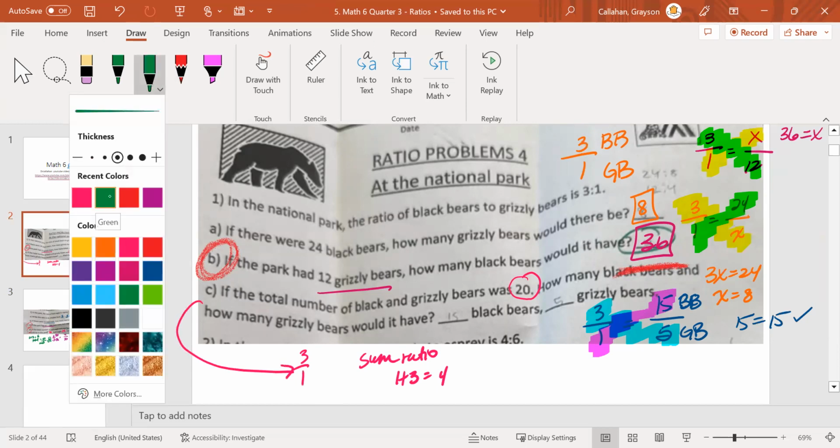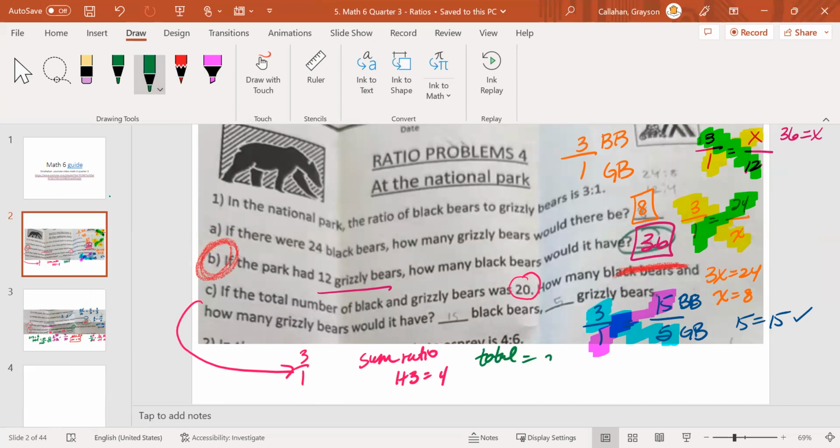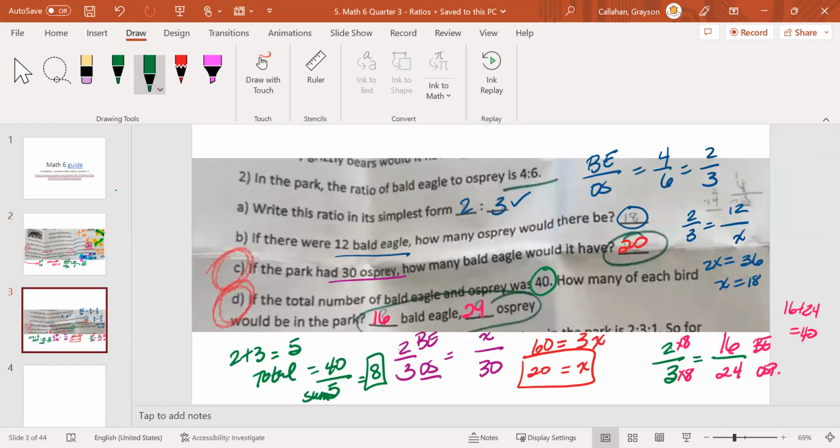So then what you do is you take the total, which is 20, right? Divided by the sum of the ratio, which is 4. And what is that going to give you? 5, right? Then you do 3 times 5 and 1 times 5. What's 3 times 5? Isn't that what you have for black bear? What's 1 times 5? And that's grizzly bear. Do you see that? That's what you do, okay?